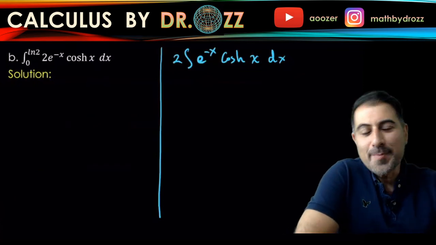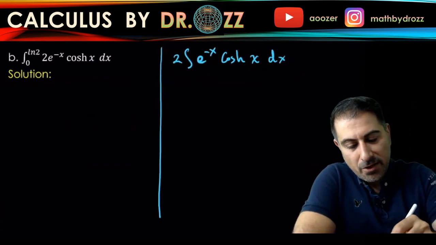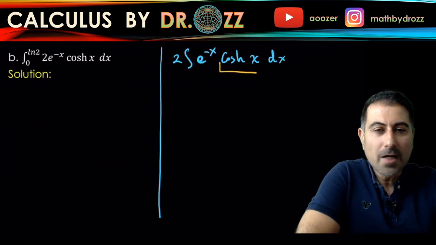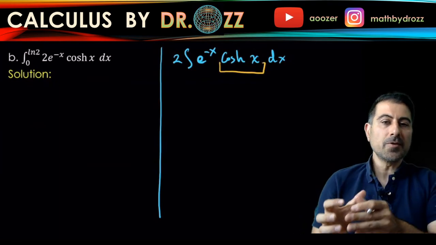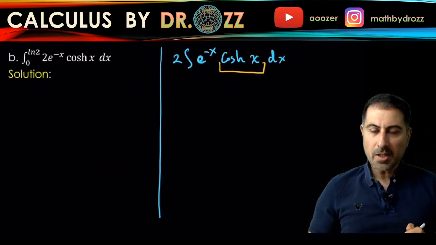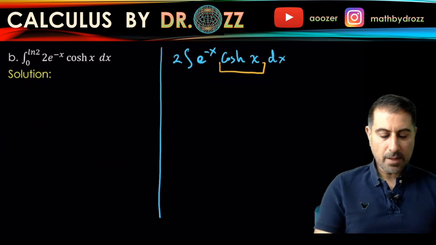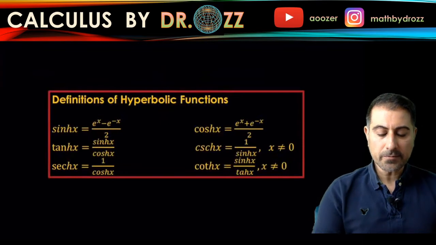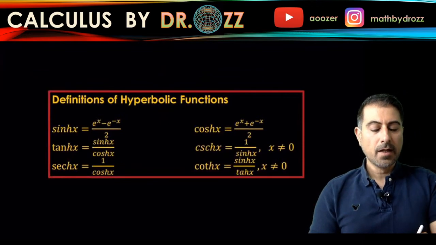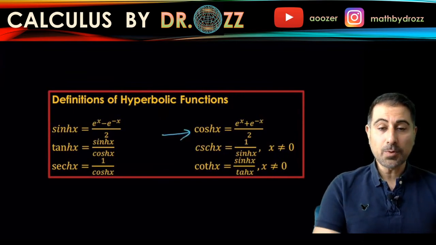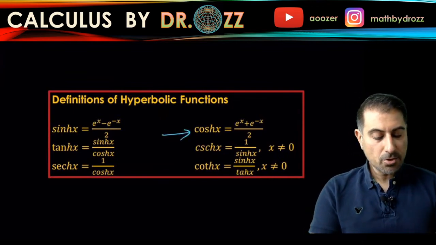So one thing that you may need at this moment is the definition of cosine hyperbolic x, because we know that hyperbolic functions are defined in terms of exponential functions. So you have an exponential function against a hyperbolic function. Why don't we look at the definition of cosine hyperbolic x to start with. You have the table for the definitions of hyperbolic functions, and you're staring at the definition of cosine hyperbolic x. That's e to the x plus e to the minus x over 2.